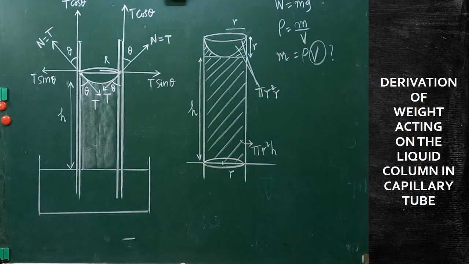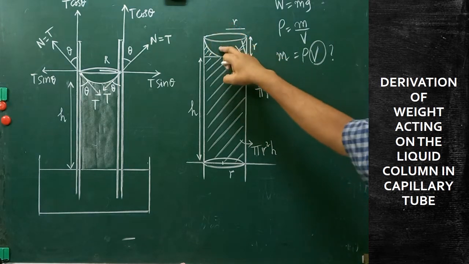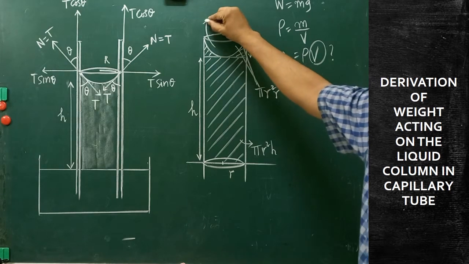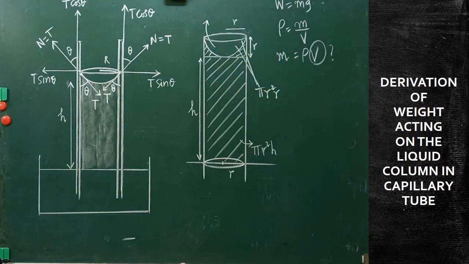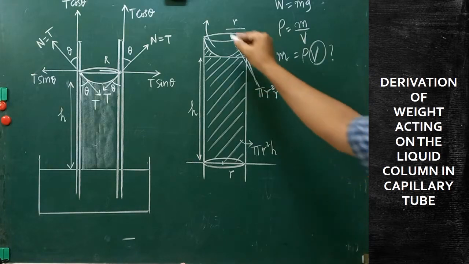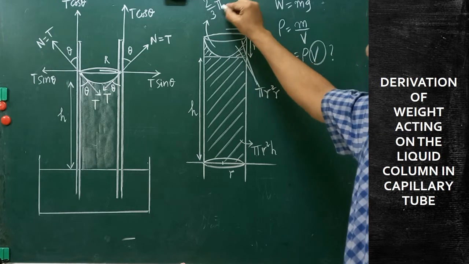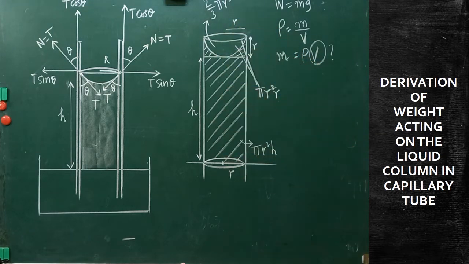What would be the volume of this portion? Are you clear? We know very well that you have to find out in which shape it is. This is a hemisphere, no? Clear. Since it is a hemisphere, the volume of this hemispherical portion can be taken as 2 pi by 3 pi R cube, that is, 2/3 pi R cube. So that is the volume of this hemispherical portion that is occupied by air.